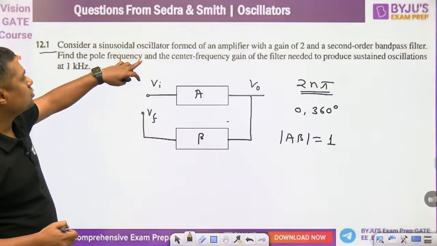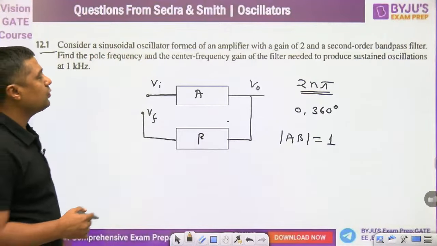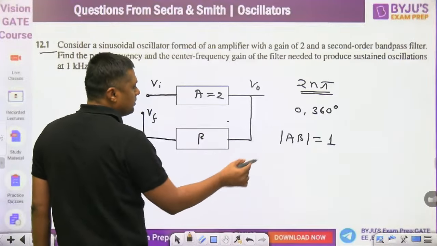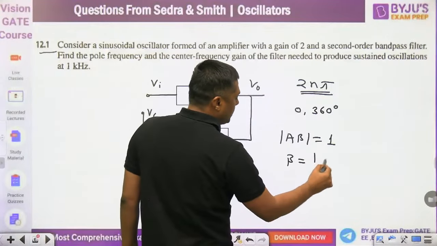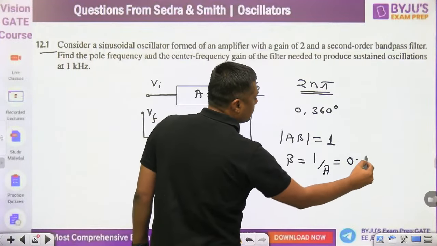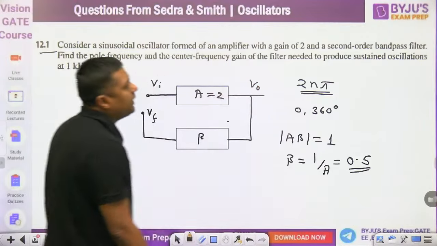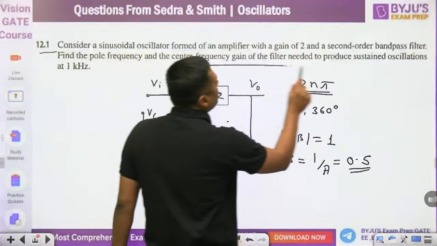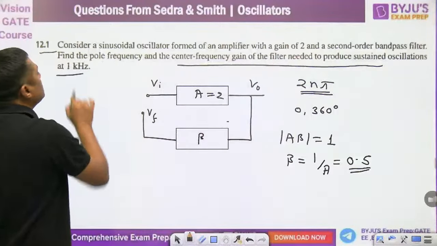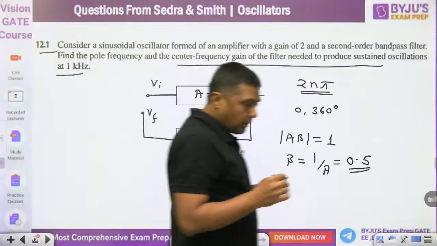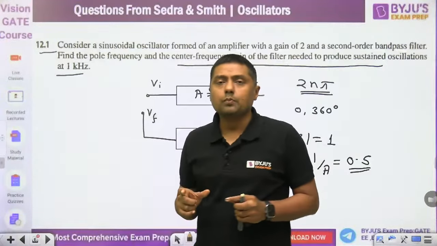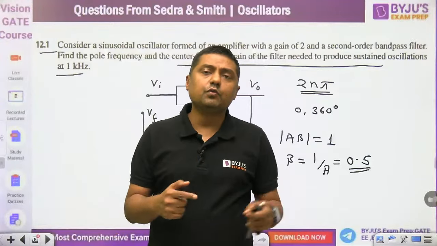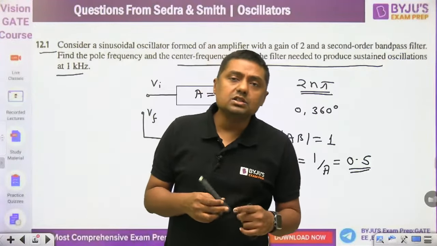Consider a sinusoidal oscillator formed of an amplifier with a gain of 2. If it is 2, then mod of A beta should be equal to 1. So what is beta equal to? 1 by A, that is 0.5. Beta is equal to 0.5. Second, the center frequency gain of the filter needed to produce sustained oscillation at 1 kilohertz. Now, the pole frequency of the band pass filter should be equal to the oscillation frequency. So at which frequency are we getting the oscillation? That is equal to what?